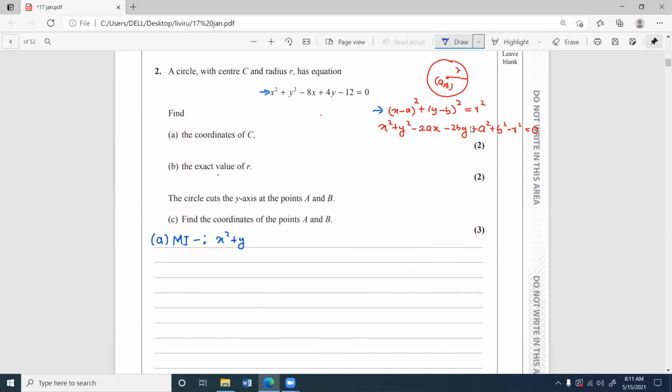x squared plus y squared minus 8x plus 4y minus 12 equals 0. Then isolate the x terms on one side and the y terms on the other part, and write the constant term a little bit ahead. Then we have to complete the square of these terms. So how do we get the complete squares? Take the minus 8, half of minus 8 is minus 4. Write it with variable x and square it, then subtract the square of the term over here.